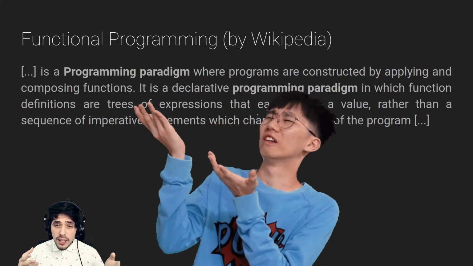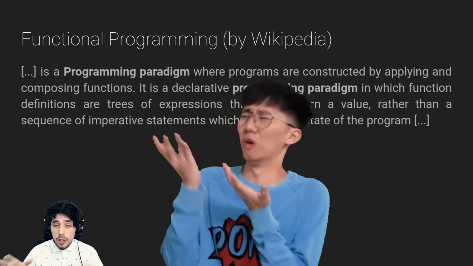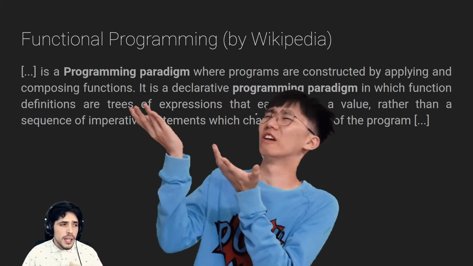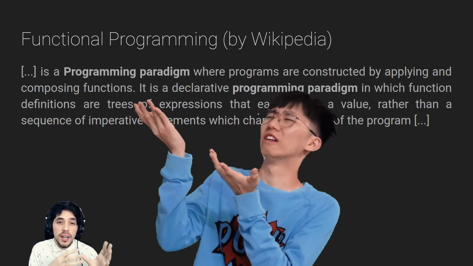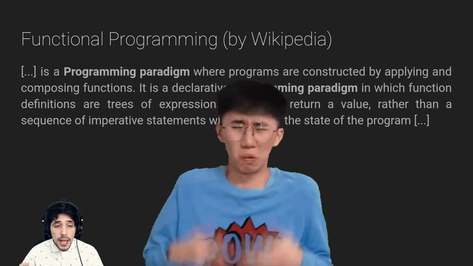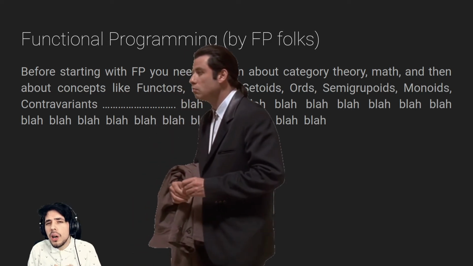So instead of looking at the definition, I thought maybe I can ask some functional programming folks, people that are already working with functional programming. I started looking at functional programming Slack channels and different topics on Reddit to try to figure out what functional programming was. And when I asked them, they basically said, before starting with functional programming, you need to learn about category theory, math, and then about concepts like functors, monads, setoids, or semigroups. What?